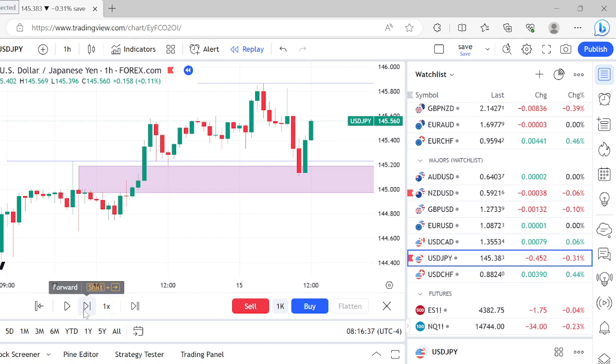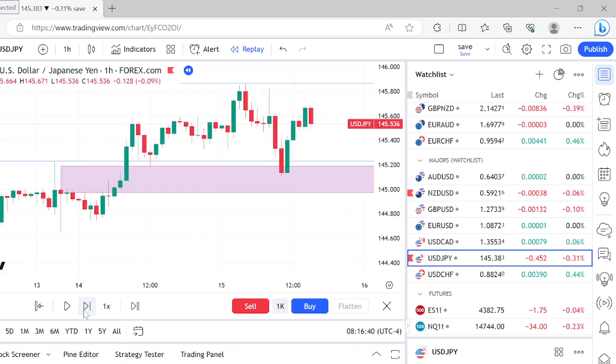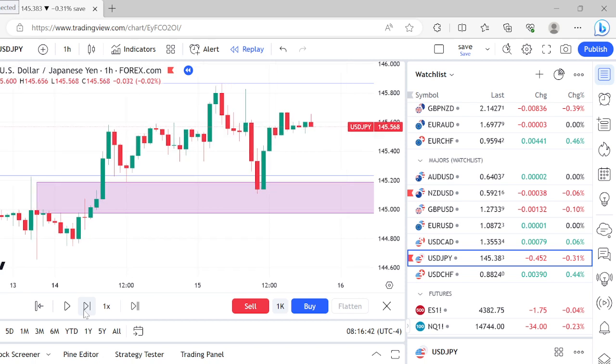All right, so now we're seeing this move. Now we want to see a shift in market structure. Let's see if we get it. Do we got it yet? We don't got it yet. We're still waiting on it. Still waiting on it.